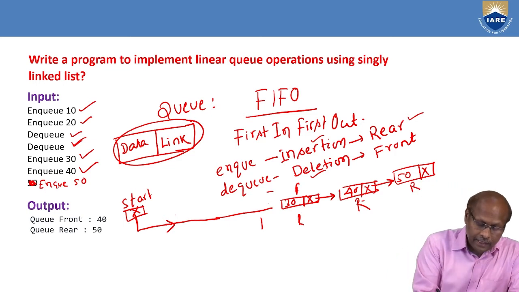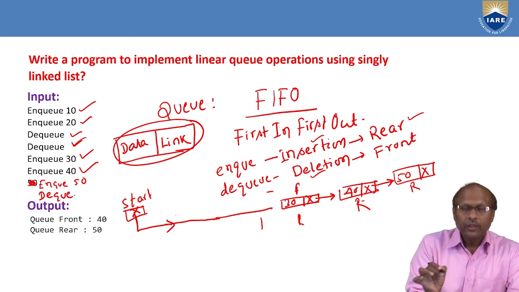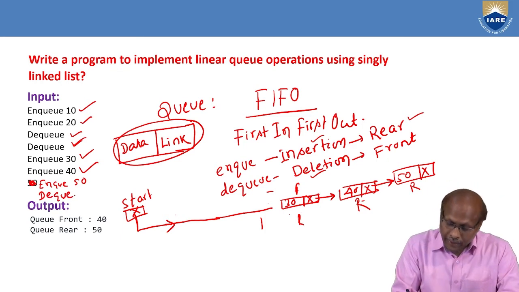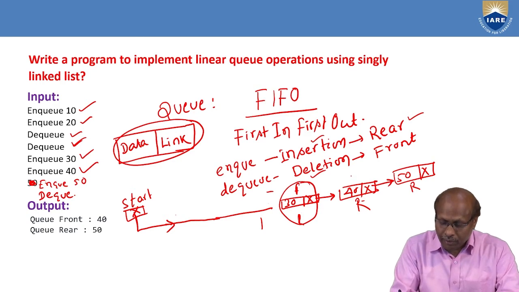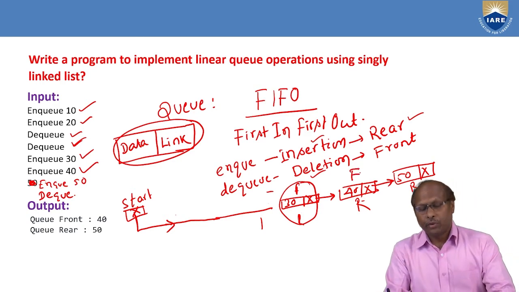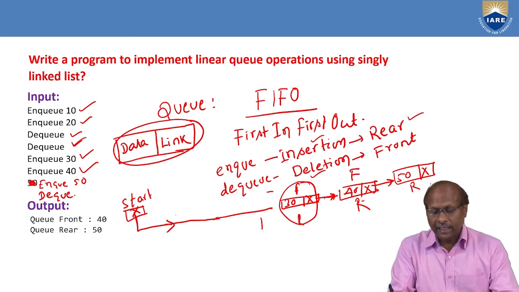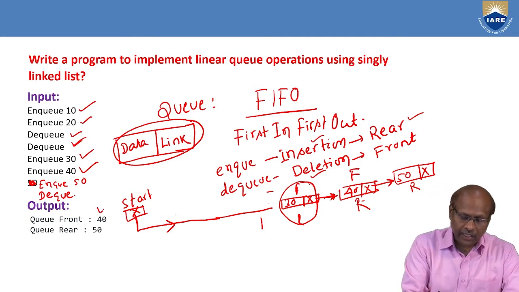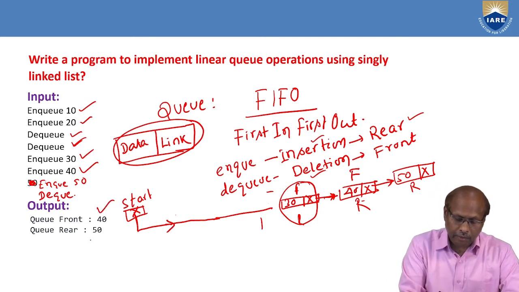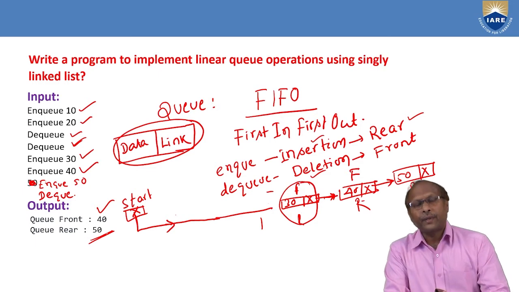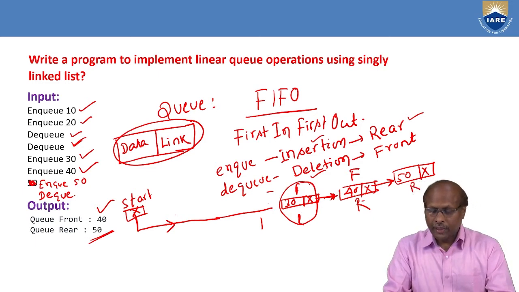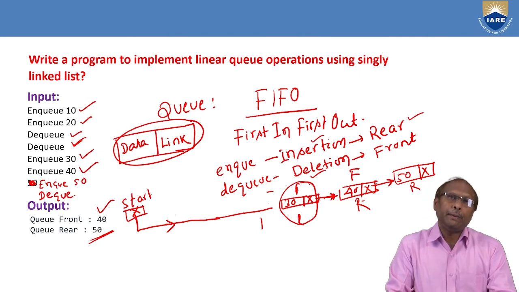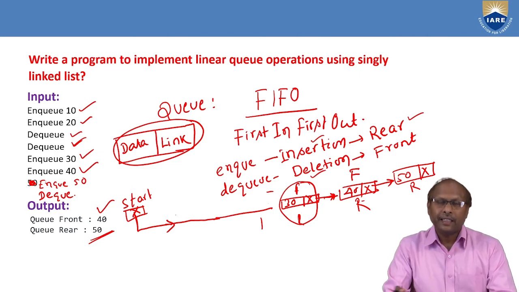Now if I say DQ, what happened? The front element, which is now 30, will be deleted. So the front will be moving forward. Now if I ask to display the data, in the front part 40 is there, rear part 50 is there. So this is the present scenario. Means after doing all the operations, you will be getting 40 and 50 if you are displaying the complete queue.